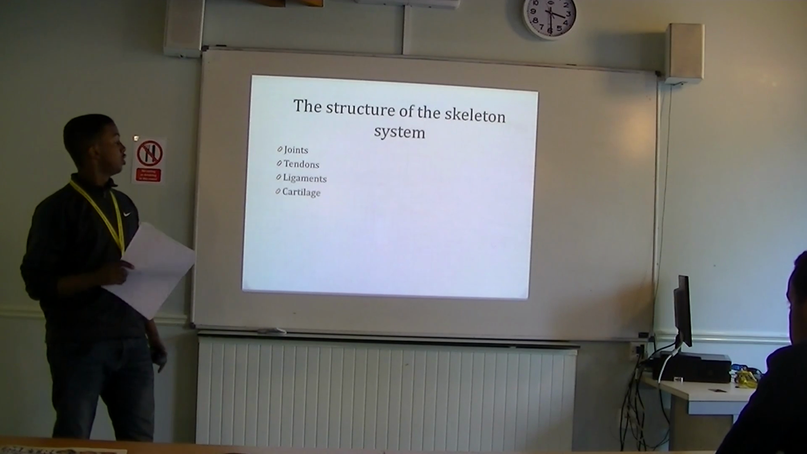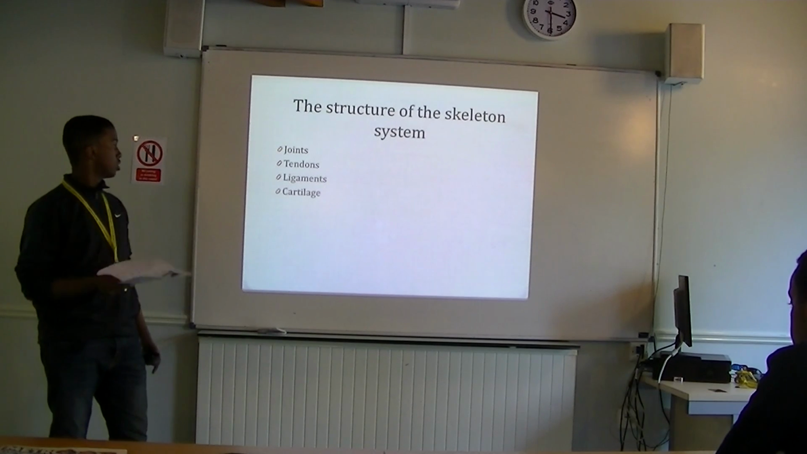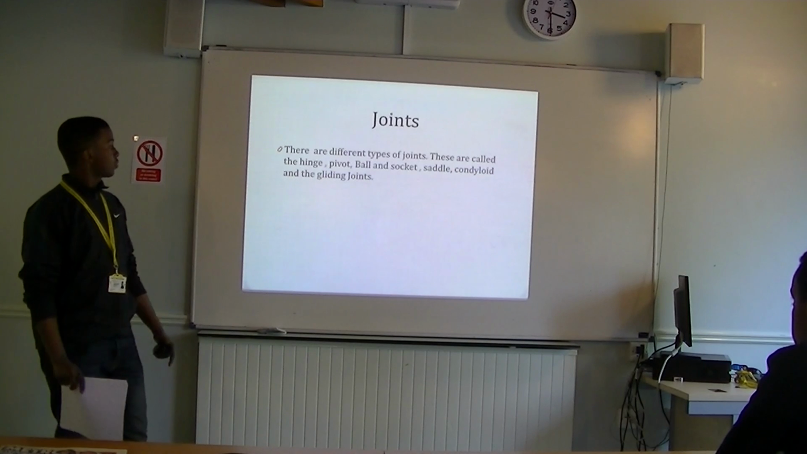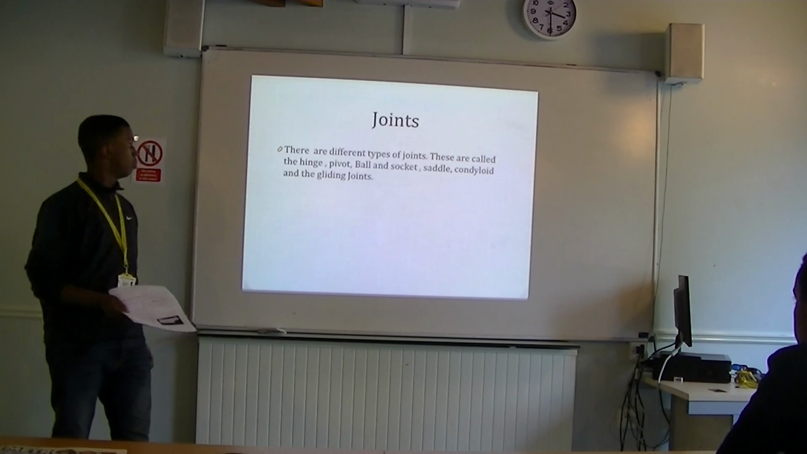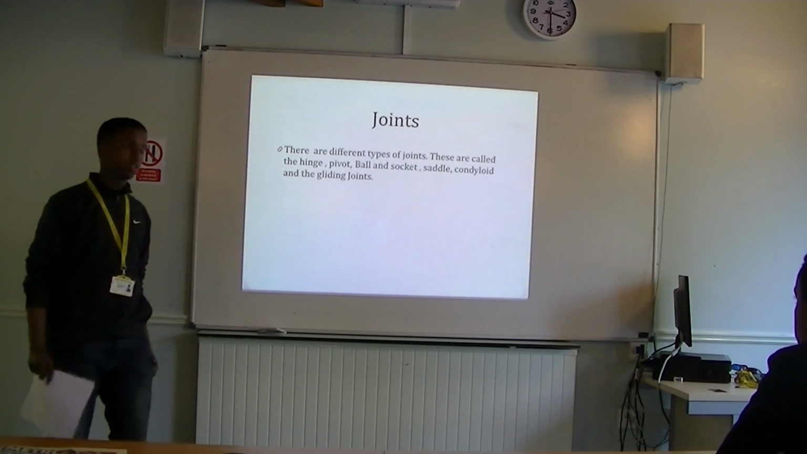The structure of the skeletal system. These are divided into 4 parts, which are the joints, tendons, ligaments, and cartilage. Joints. There are different types of joints. These are called the hinge, pivot, ball and socket, saddle, condyloid, and gliding joints.